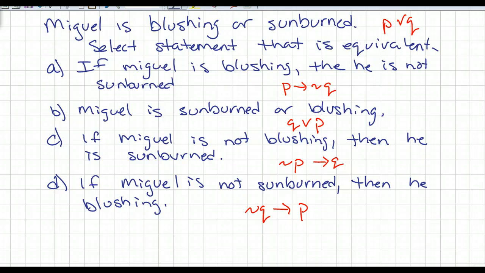Okay, so we have an example, and this is the statement that we start with. Miguel is blushing or sunburned. Okay? Select the statement that is equivalent. So A is if Miguel is blushing, then he is not sunburned. I forgot the not there. B, Miguel is sunburned or blushing. C, if Miguel is not blushing, then he is sunburned. Or D, if Miguel is not sunburned, then he is blushing. What we want to know is which of these statements are equivalent to the first one.